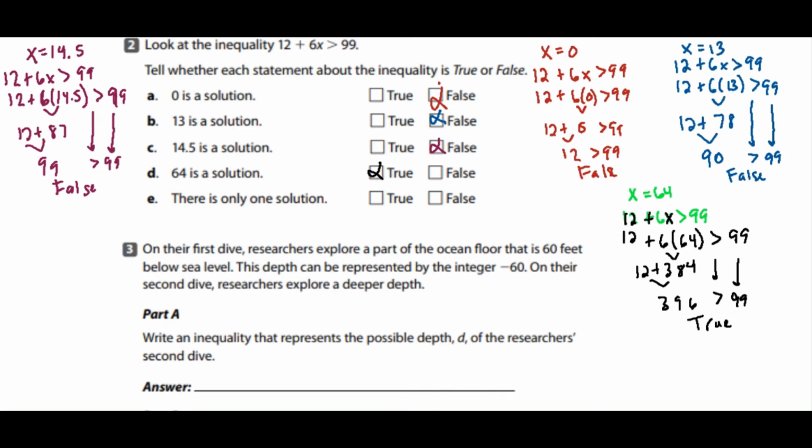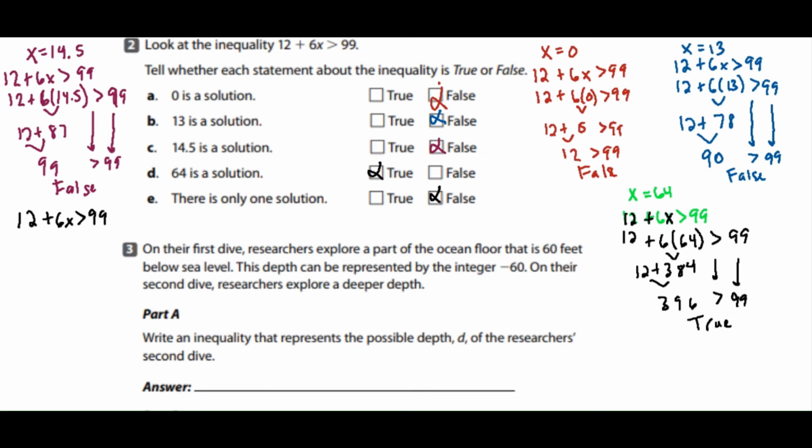Now it says there is only one solution. Now, equations have one solution, but inequalities have many solutions, so I'm definitely going to pick false for that. Let's see what the solutions are. I'm going to tell you exactly what the solutions are. I have 12 plus 6 times x is greater than 99. So with two-step equations, you have to use the order of operations backwards. So I'm undoing the order of operations.